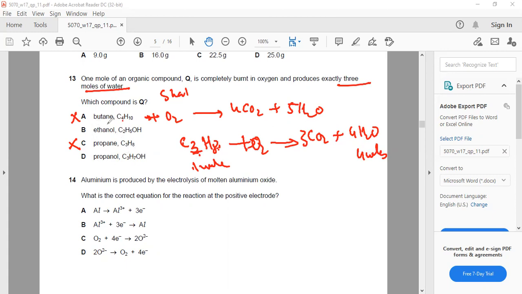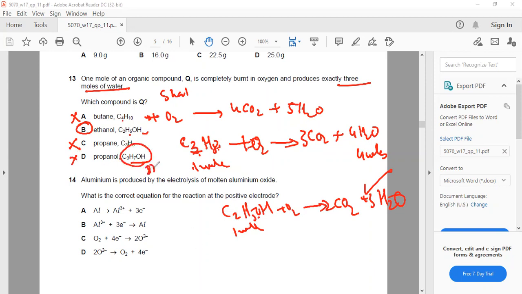Ethanol, C2H5OH. You see how many hydrogen? 5 and 1, 6. So the water will be 3. Yes. C2H5OH, 2 carbon dioxide, 6 hydrogen means 3 water. Yes, 1 mole gives 3 mole water. Why not D? 7 and 1, 8 hydrogen. So for water, we will get 4 mole. So ethanol is the answer. For 1 mole, you get 3 mole of water.